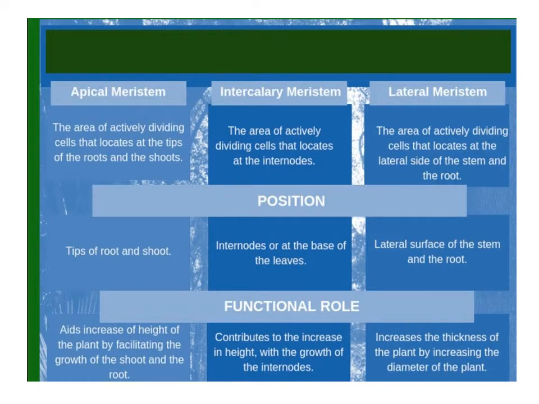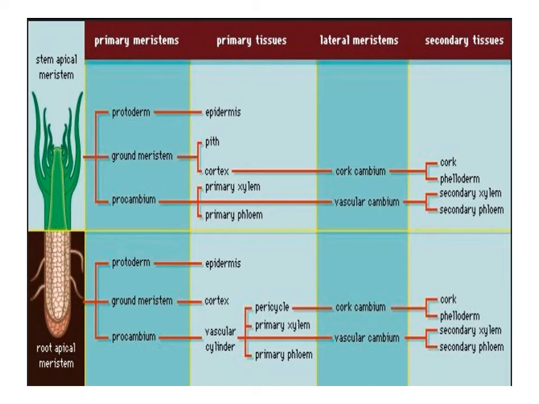Here is a comparison chart of three different types of meristem: apical meristem, intercalary meristem, and lateral meristem, according to their occurrence, position, and functional role. Here in the figure we can see the different types of meristem: primary meristem, from where primary tissues are formed, and lateral meristem, from which secondary tissues are produced.